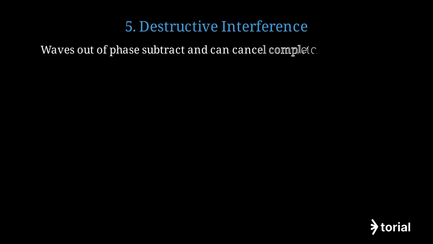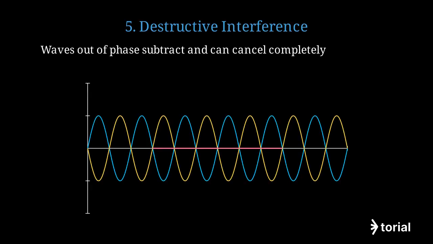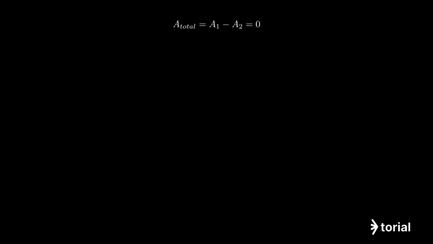When waves are out of phase, they can actually cancel each other out. When two waves are exactly out of phase, meaning one's peak meets the other's trough, they cancel each other through destructive interference. Two waves with opposite phases, shown in blue and yellow, combine to create complete cancellation, resulting in the flat line in pink. When amplitudes are equal but opposite, the total amplitude becomes zero and the waves cancel completely.